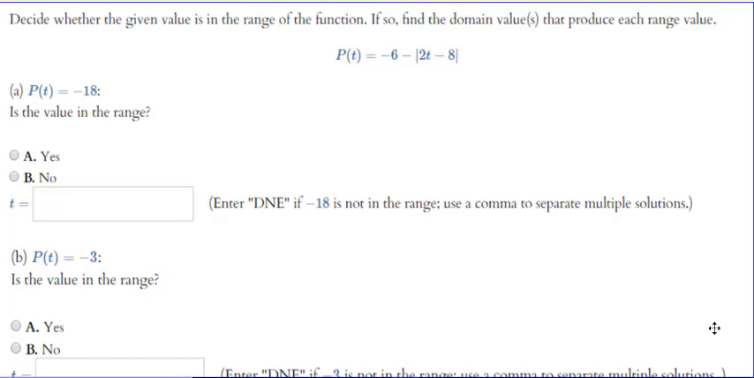Section 2.6 Part 3's video. In this video, we will continue to work some of the homework problems. This particular homework problem, we're looking at P sub t equals -6 minus the absolute value of 2t minus 8.